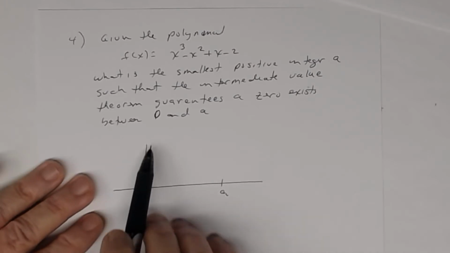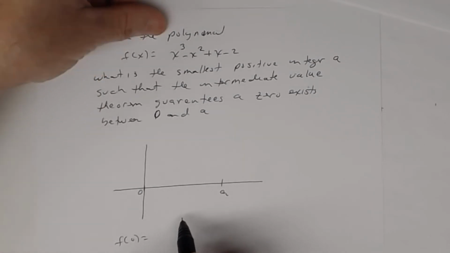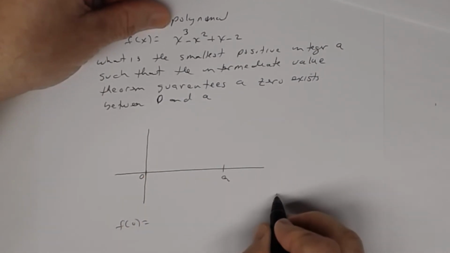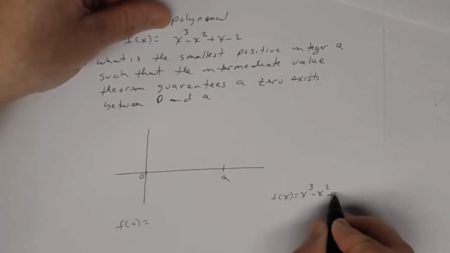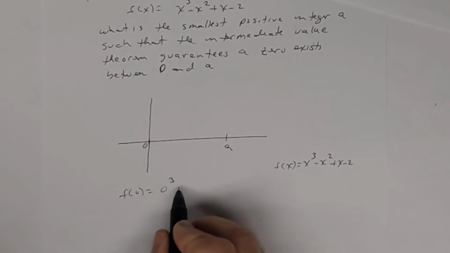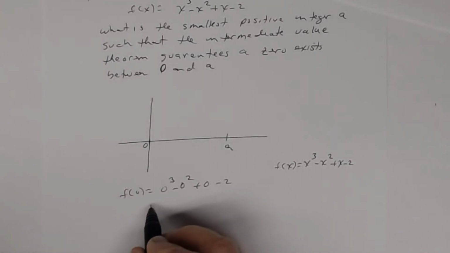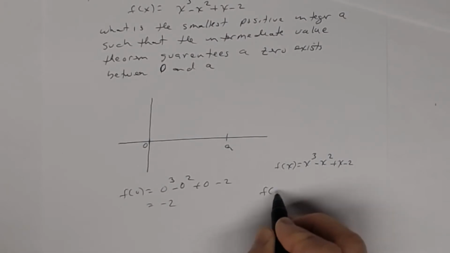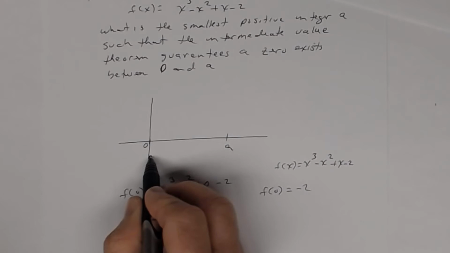All right, so first of all, let's find out what f of 0 is. Wherever you see the variable x, you're going to substitute 0. Remember, f of x is x cubed minus x squared plus x minus 2. So I get 0 cubed minus 0 squared plus 0 minus 2, which is just negative 2. So f of 0 is equal to negative 2. So that means when x is 0, I get this point right here.